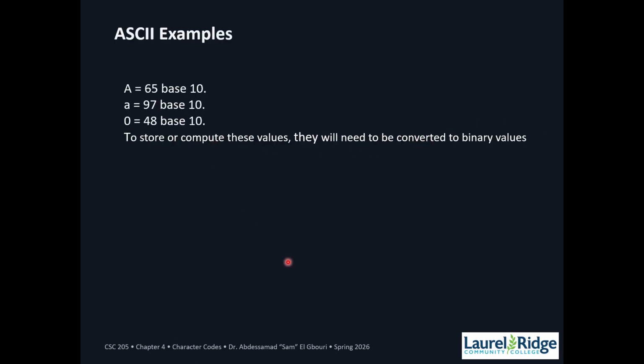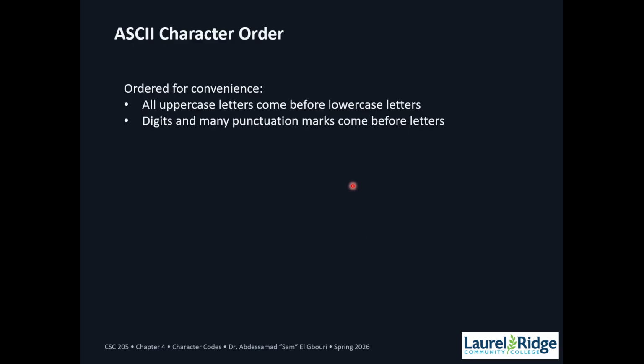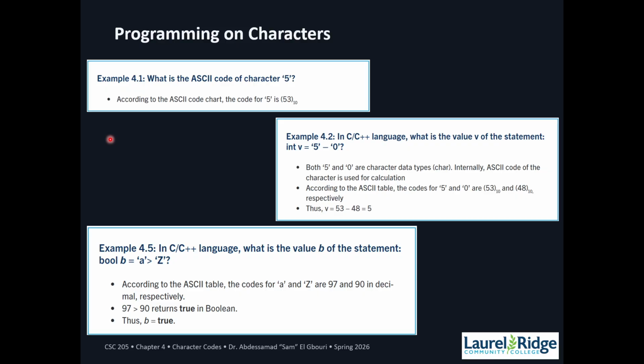And same thing for these characters. But as we mentioned here, these values, if we want to store them, and the key here is store them, because you need to put them as zeros and ones, you'll have basically to convert the 65 into zeros and ones, and that is what you store. So the character order, as you saw in the charts, the upper comes before lower and all the punctuations before everything. And programming and characters, so in here, you probably have an idea what we mean by it.